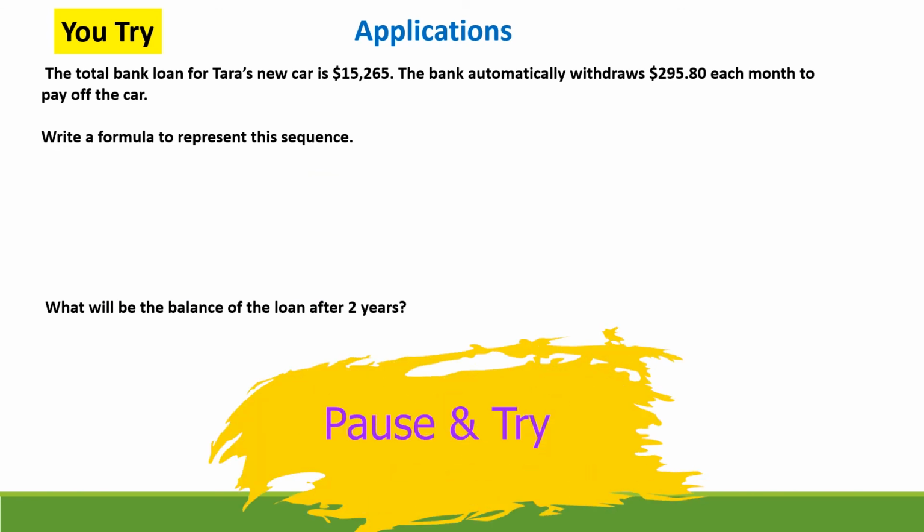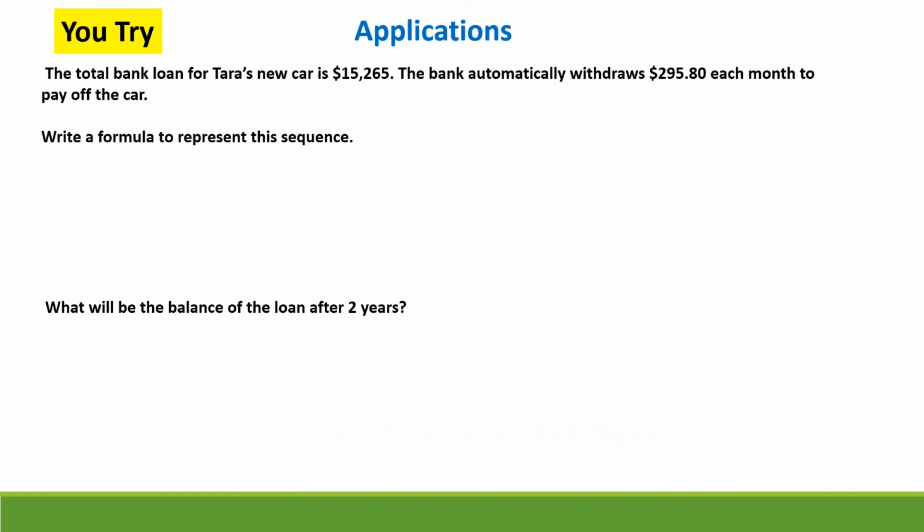We have this application problem here that I would like for you to try. It says the total bank loan for Tara's new car is $15,265. The bank automatically withdraws $295.80 each month to pay off the car. And so pay attention to the word withdraws and go ahead and pause the video and try this problem on your own.